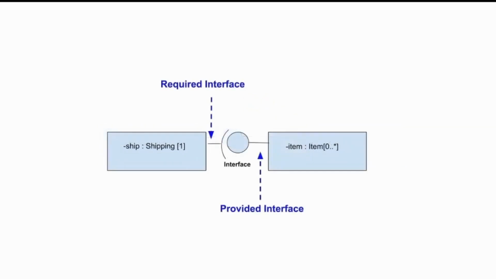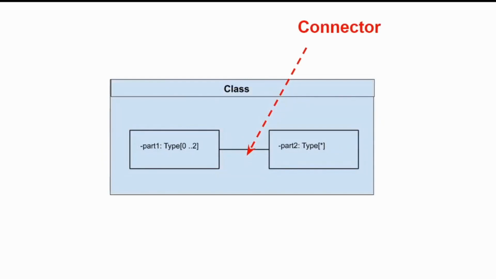Composite structure diagram supports the notation for provided and required interfaces. If necessary, interfaces can be shown or hidden in the diagram. A line that represents the relationships within the model is called a connector. When modeling the internal structure of a classifier, we can use a connector to indicate a link between two or more instances of a part or a port.